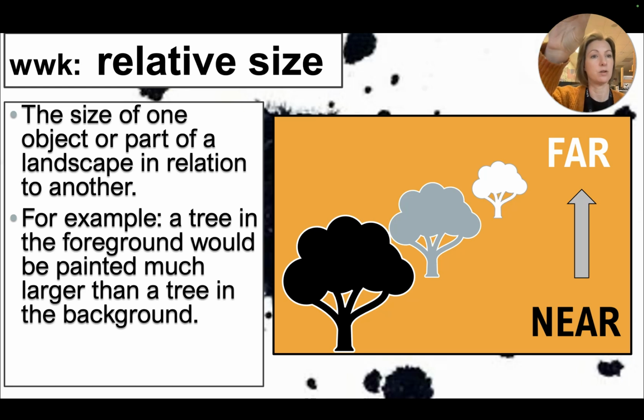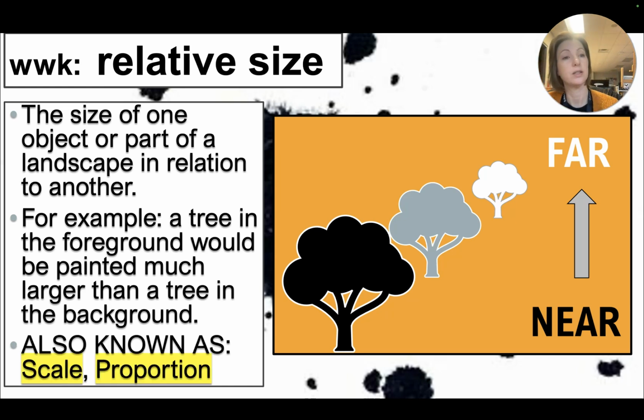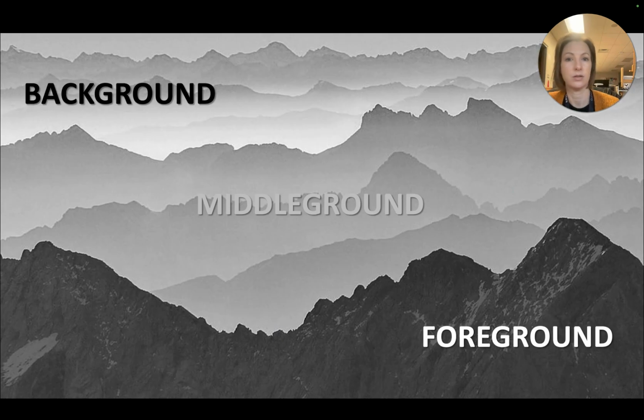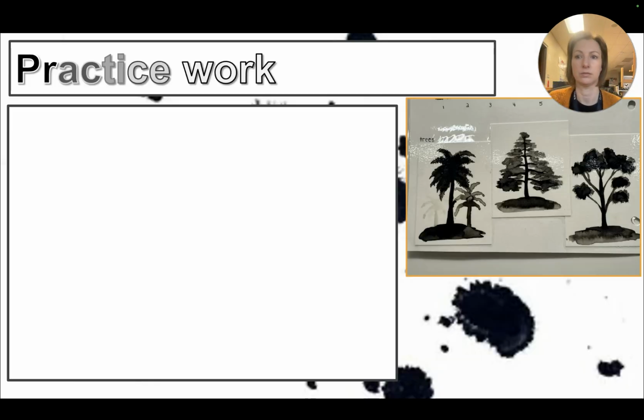As you go further and further and further back, it's going to get smaller and smaller and smaller and less detailed. So this is also known as scale and proportion, and it is crucial to understand this to create space and distance in your artwork. So another example. Our foreground is more intense. Our middle ground is lighter. It's starting to fade out. And then our background gets even lighter and things get less detailed.